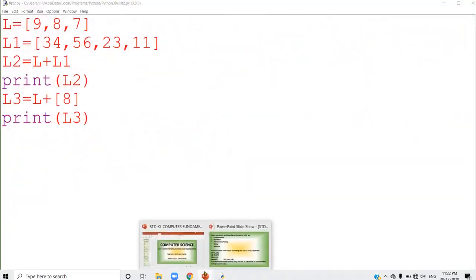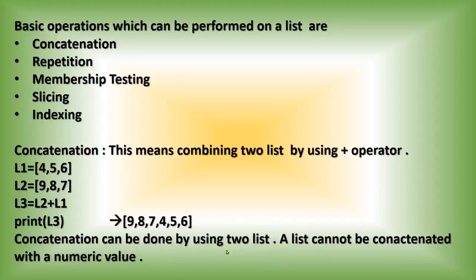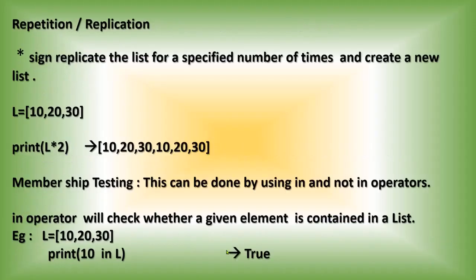And the second operation is the repetition operation. Repetition, or duplication, or replication. The same list will be replicated by using the star sign. The same thing we studied in strings also, same way.